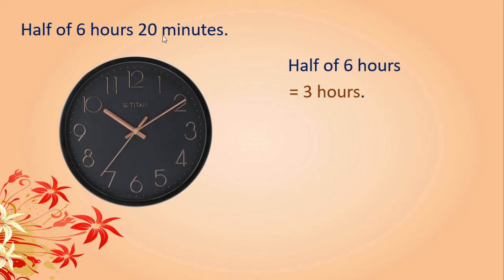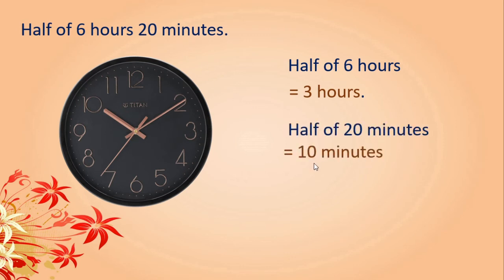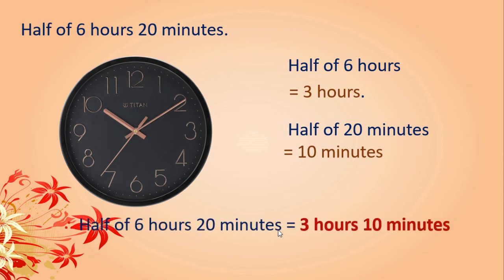Okay? Next we will go for minutes. So half of 20 minutes is equal to 10 minutes. Got this? So we will add these two. We can write like this. So half of 6 hours 20 minutes is equal to 3 hours and 10 minutes. Okay, got this, children? This is very easy if you think properly. Logically.